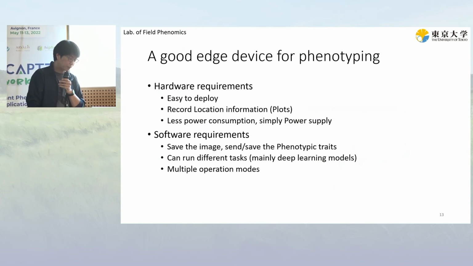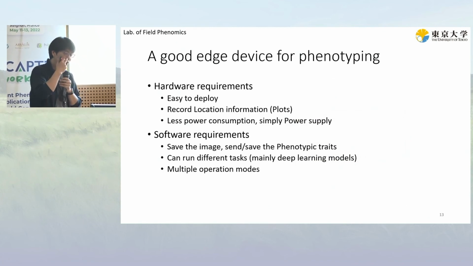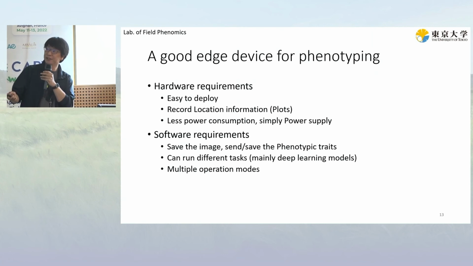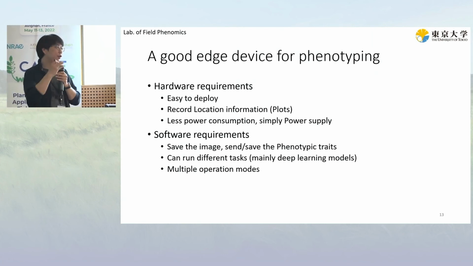And then we started to think about what a good edge device for phenotyping could be. There are two parts. The hardware part should be easy to use. It should record everything over here. Actually, I would recommend Lateral. It's already a little bit old. But anyway, this is what we need to have from both the hardware and software side.